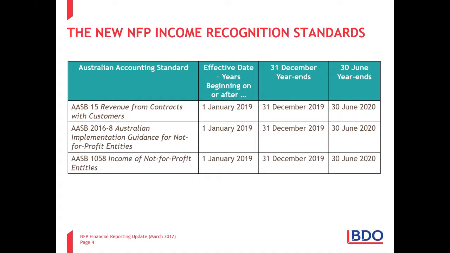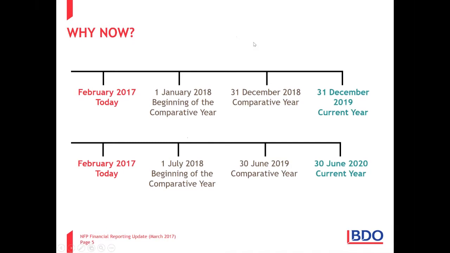Therefore, I know most not-for-profits have a 31 December year end, and therefore the first year end that you would apply these standards would be 31 December 2019. If you've got a June year end, it would be 30 June 2020. Now you would look at that and say, Aletta, why are we talking about this today?